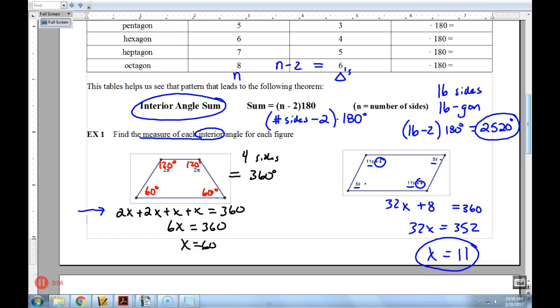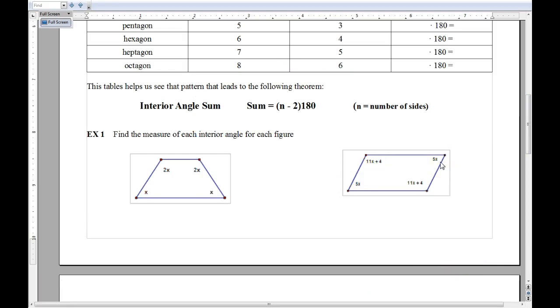But they don't want x. They want to know what those actual degrees up here are. So substituting it in, 5 times 11 tells you that these two are 55 degrees. Plugging 11 in right here, 11 times 11 is 121. Add 4, it's 125. And these two were matches. It's a property you're going to find out that all parallelograms share: opposite angles are congruent to each other. All parallelograms share that fact. All right, next slide.